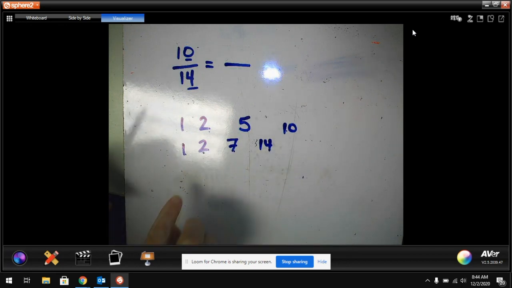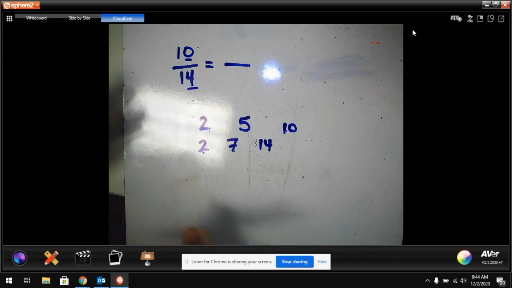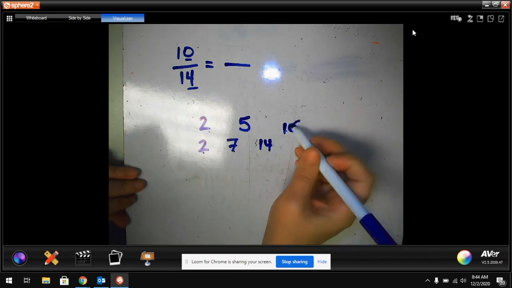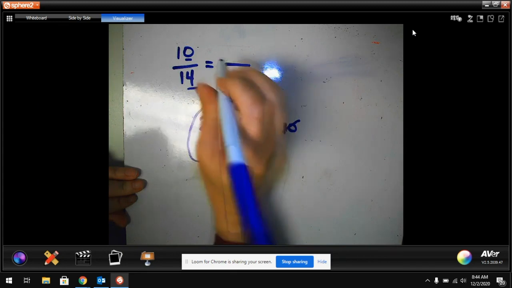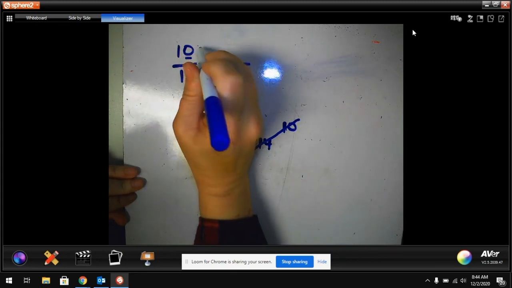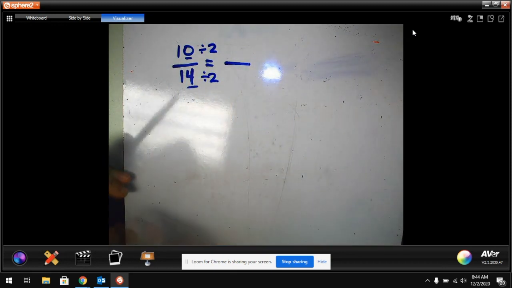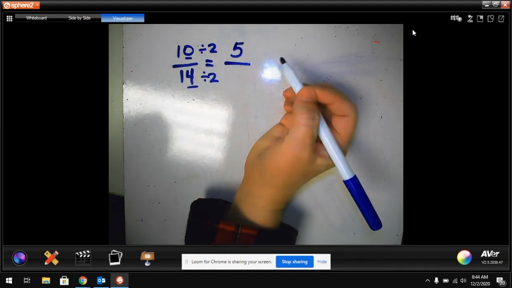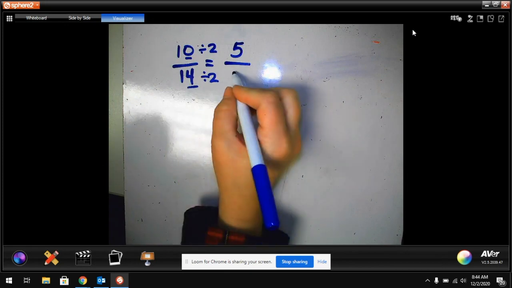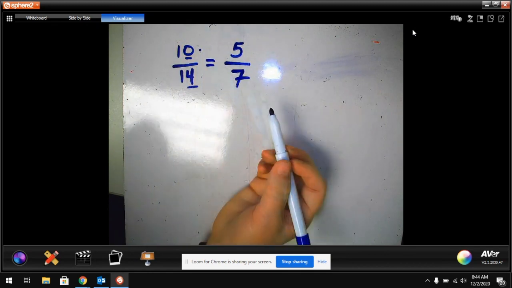So for its simplest form, we want to find the greatest factor that they share. That isn't 1, so we'll get rid of that, because if we divide by 1, we're going to get the exact same answer. Well, they don't share 10 or 14 or 5 or 7, so their greatest common factor is 2. So in order to put it in simplest form, I have to do the same thing to the top and the bottom. If you do it to the bottom, you have to do it to the top. So 10 divided by 2 is 5. 14 divided by 2 is 7. So 10/14 in its simplest form is 5/7.